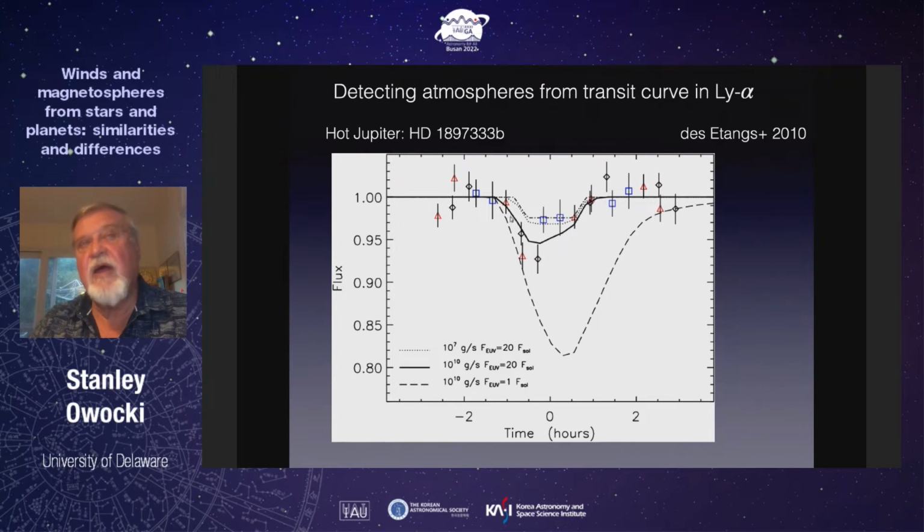This is data showing the flux as a function of time as the exoplanet transits in front of the star. And what you can see is that you can fit these data with different models. Here's a model with 10 to the 10 grams per second, but with 20 times the solar ultraviolet flux. And then that matches the light curve very well. So this star probably has more ultraviolet and then drives mass loss from this hot Jupiter around this star.